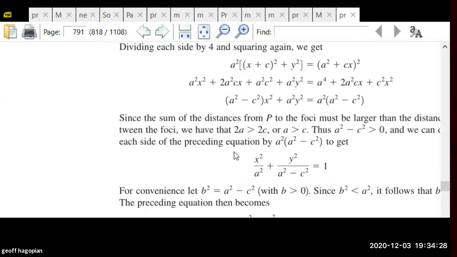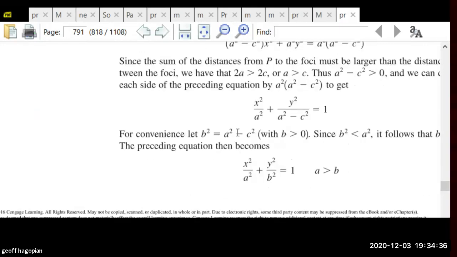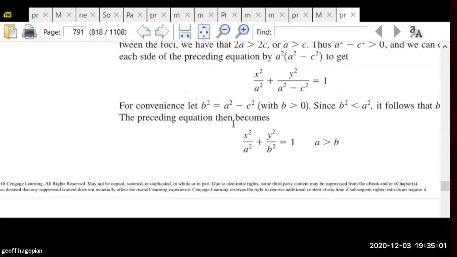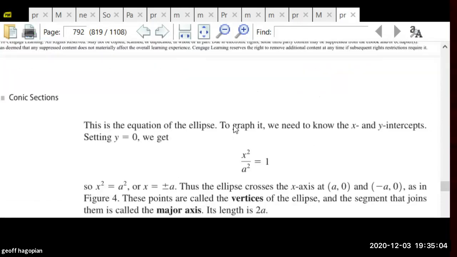We see that we arrived at this equation. For convenience, let b squared equals a squared minus c squared. It's more than convenience, right? B is then an important parameter. It's the length of the semi-minor axis, right? B is the smaller one, A is the bigger one, right? So the length of the major axis is twice A, and the length of the minor axis is twice B. The length of the semi-minor axis is B, right? So it's more than just a point of convenience. It's actually a pretty descriptive parameter.